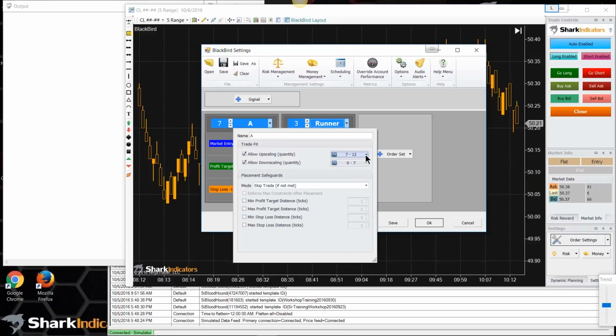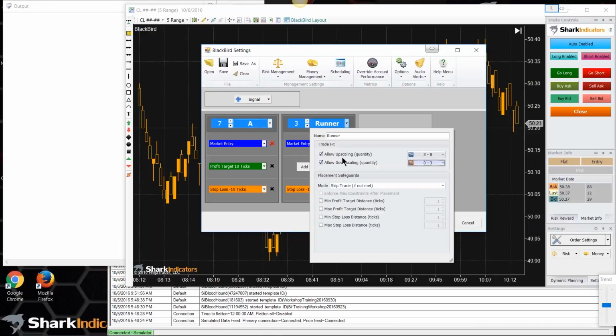All right, so our upscaling is set to flexible, and our downscaling is set to flexible as well. And then with our runner, let's say we pretty much want to keep our runner as close to 3 contracts as possible. So our upscaling, we could set that to rigid.